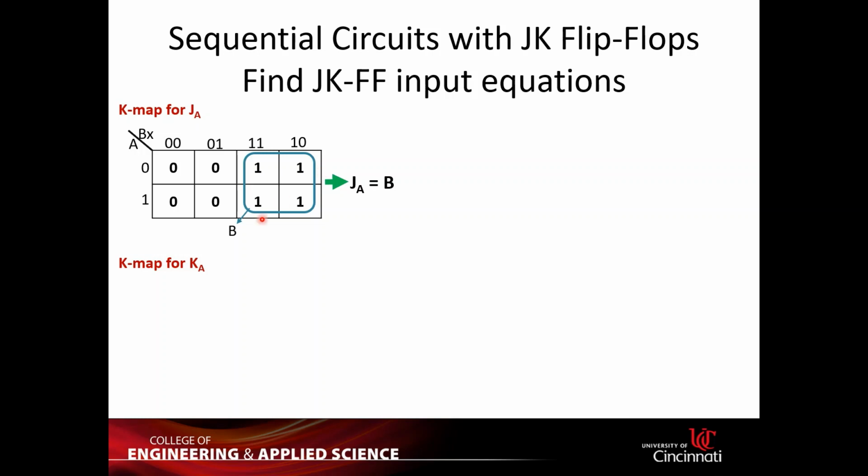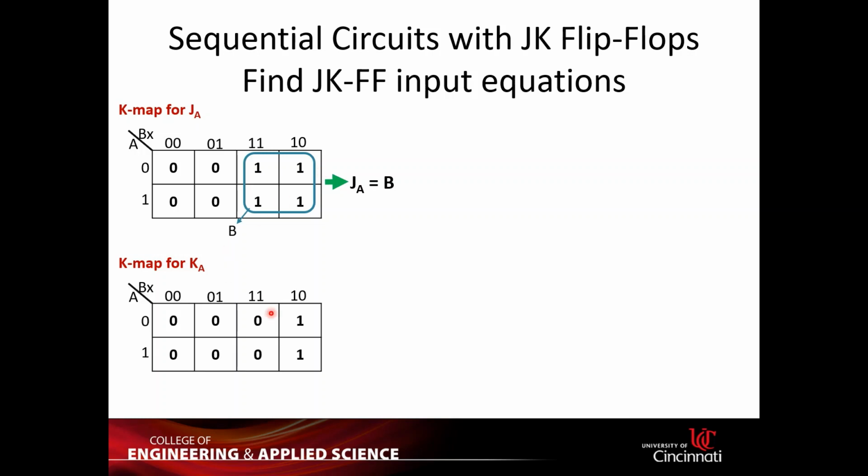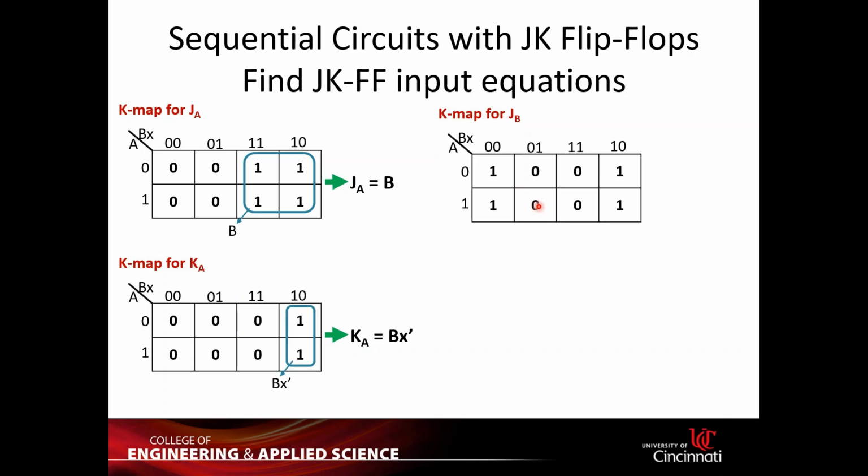Now you move on to work on KA. So fill in the K-map and you can start grouping. Okay, so you can have the equation KA equal B x naught. Now you move on to B, so you work on JB. Okay, start grouping and you can see the group is going to be that Pac-Man right here. Okay, it will give you an x naught. So JB equal x naught.